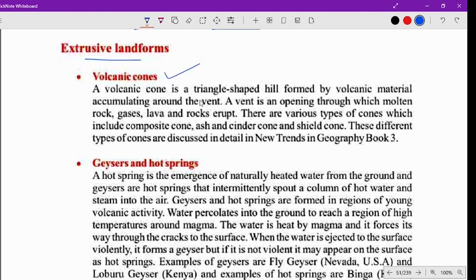A volcanic cone is a triangle-shaped hill formed by volcanic material accumulating around the vent. So a vent is actually the mouth of a volcano. A vent is an opening through which molten rock, gases, lava, and rocks erupt. There are various types of cones, which include composite cone, ash and cinder cone, and shield cone. These different types of cones will be discussed in detail in coming years.